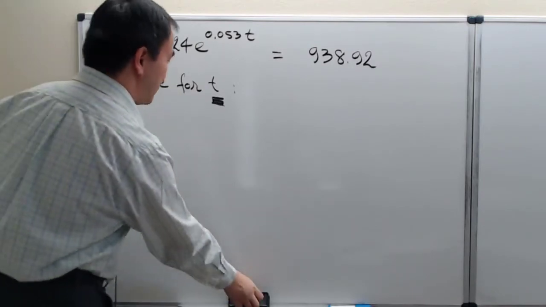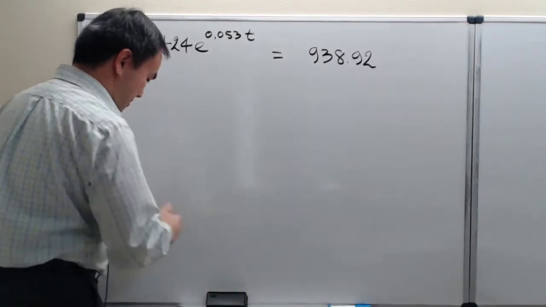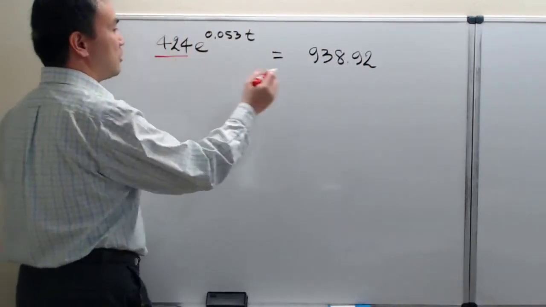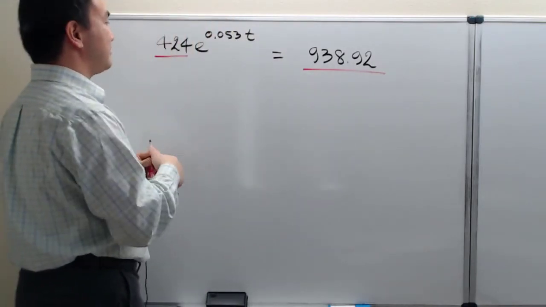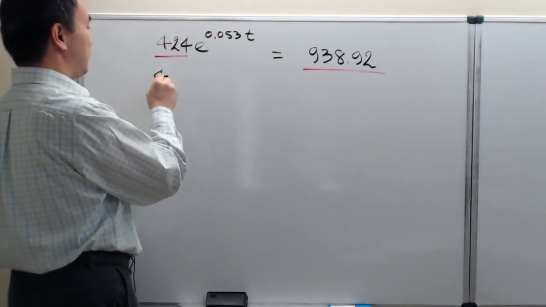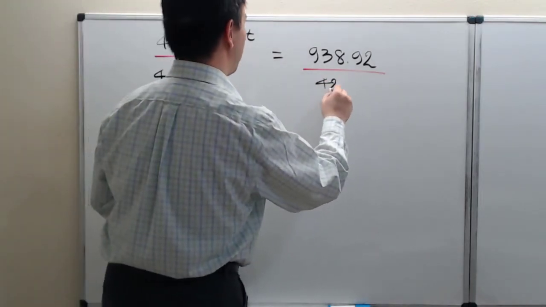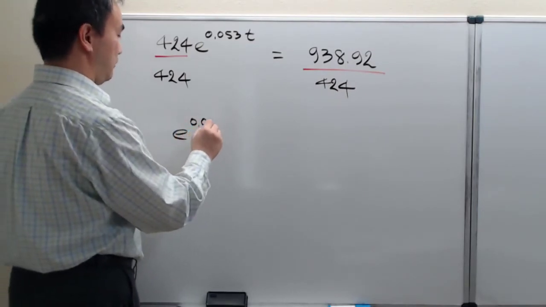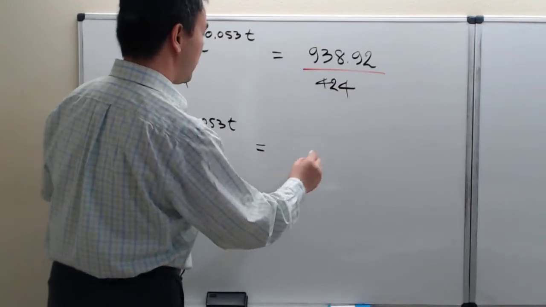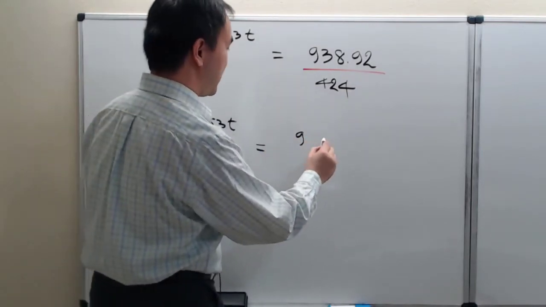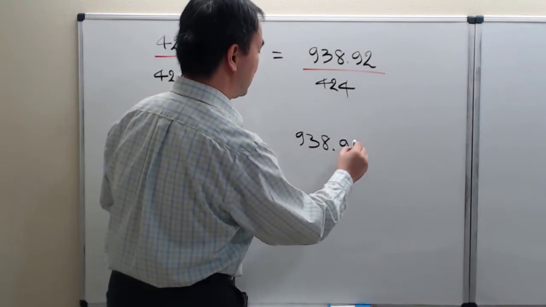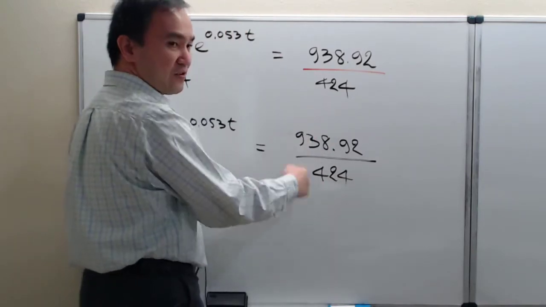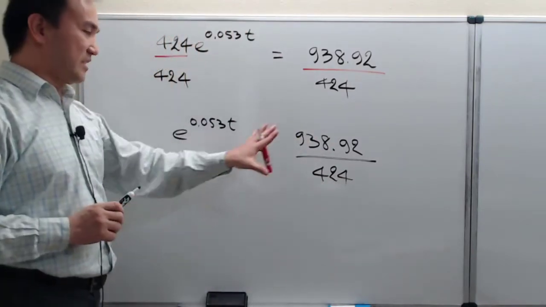So the first step here, let me make some space on my board, is to divide both sides of our equation by this coefficient, 424. There are quite a few different ways people can approach that. Then I'm looking at e to the 0.053t equal to whichever. I hesitate to keep going back and forth with my calculator, so I leave this as a fraction. But viewers who follow my video can also calculate that and do the next step. I just leave it as a fraction here.